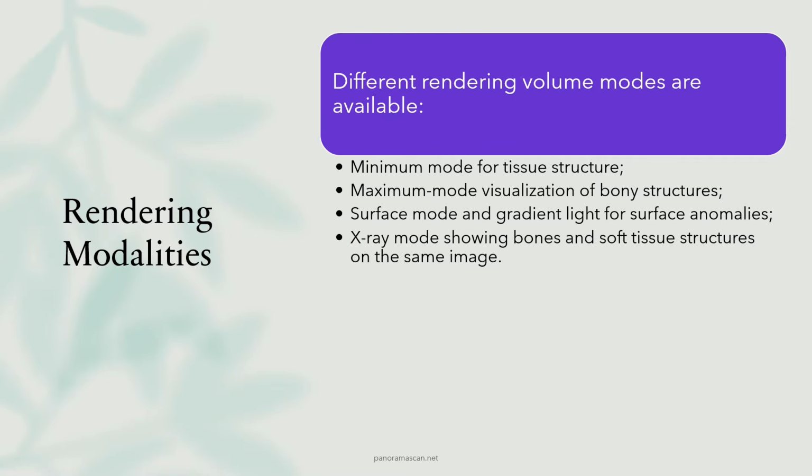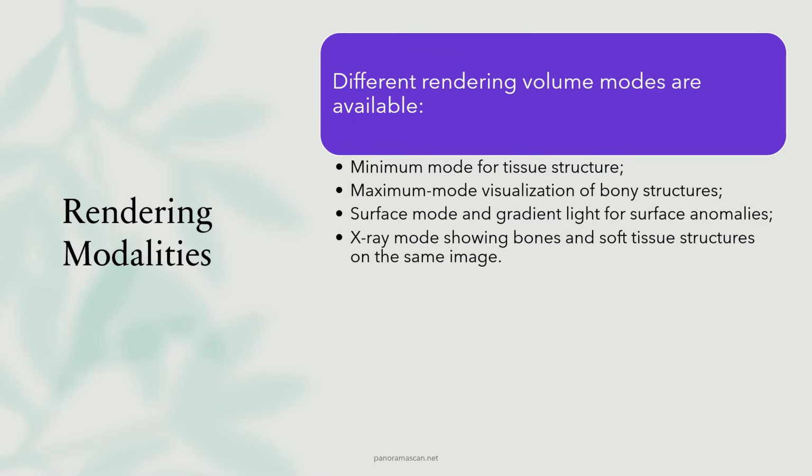For assessing surface anomalies or the external contours of structures, surface mode is used. This rendering mode applies gradient lighting to enhance the visibility of surface features by simulating the way light interacts with the object, creating shadows and highlights that emphasize surface abnormalities. This is particularly useful when visualizing the fetal face or fetal heart, where surface anomalies may indicate underlying conditions.